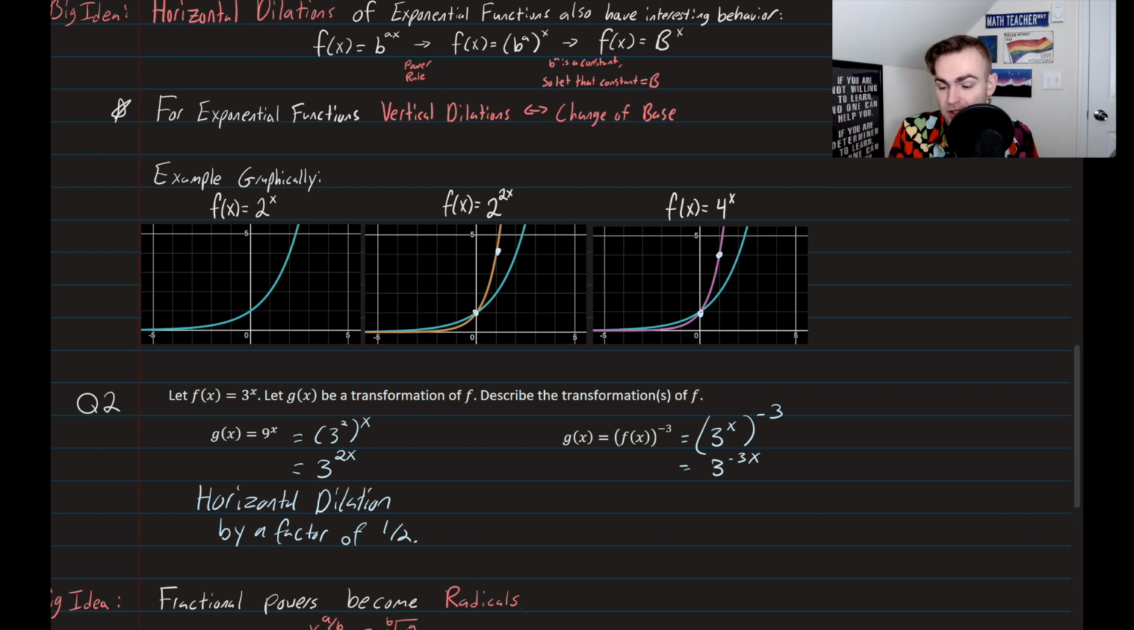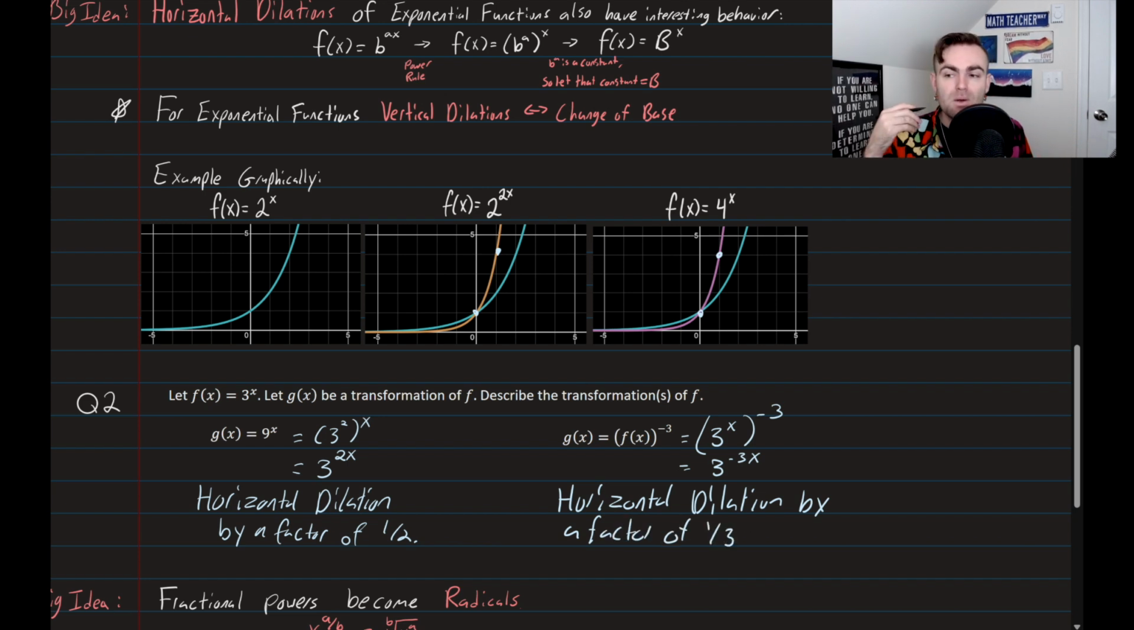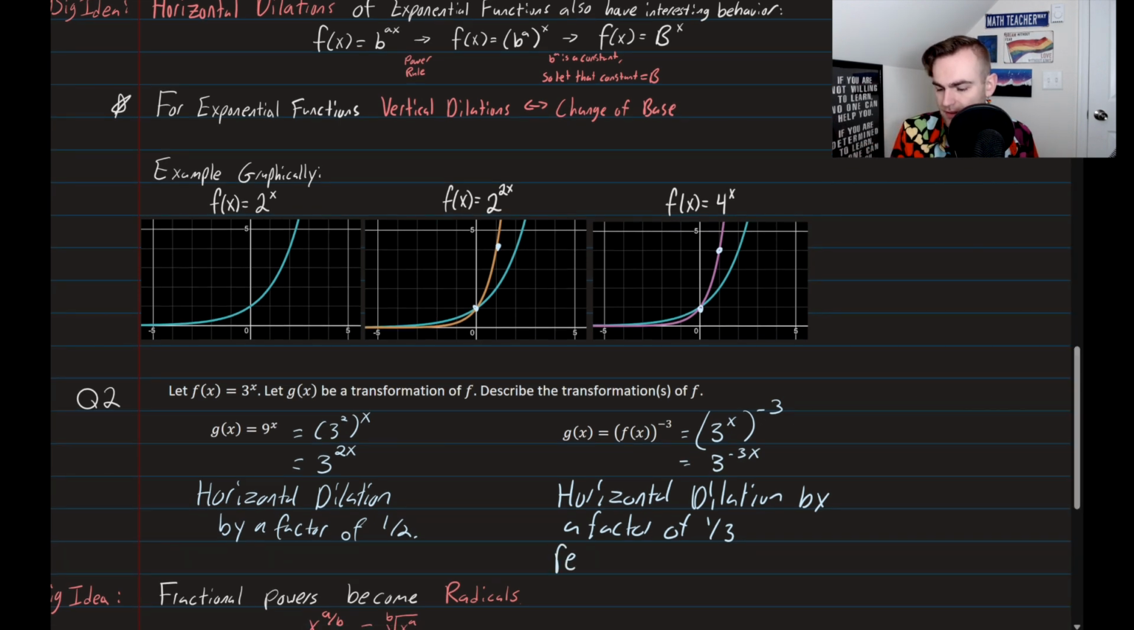We have a horizontal dilation by a factor of 1/3 this time, but we also have that negative. What does that negative do? It's a reflection. Reflection over what? It's affecting the input, so it's a reflection over the y-axis. How many people remembered that one? If you did, good on you.